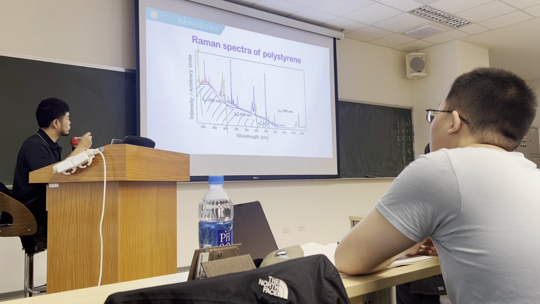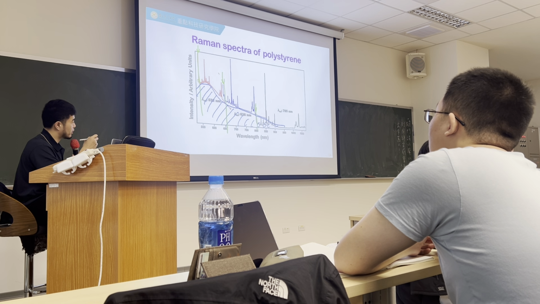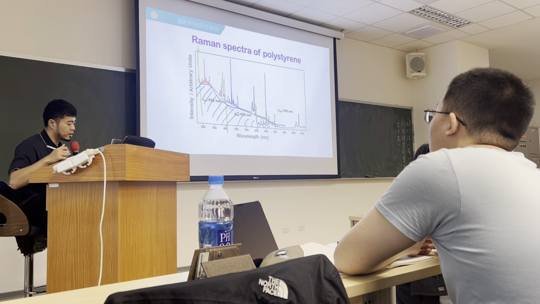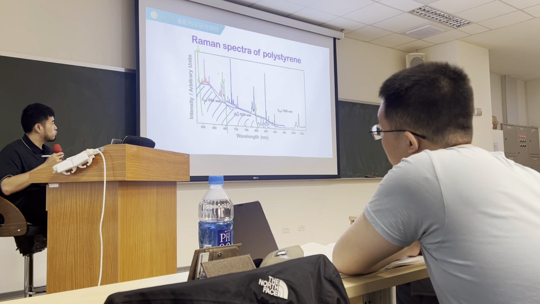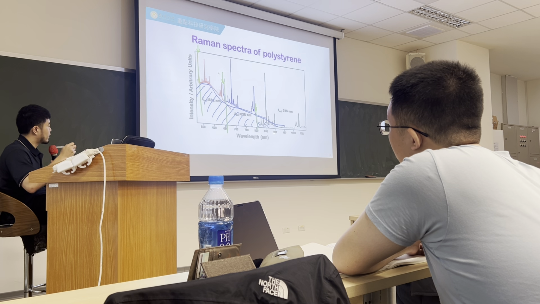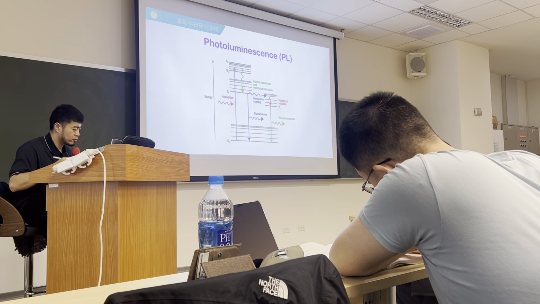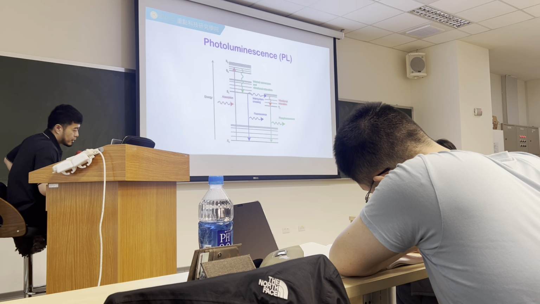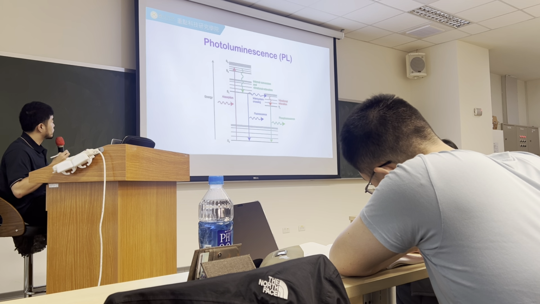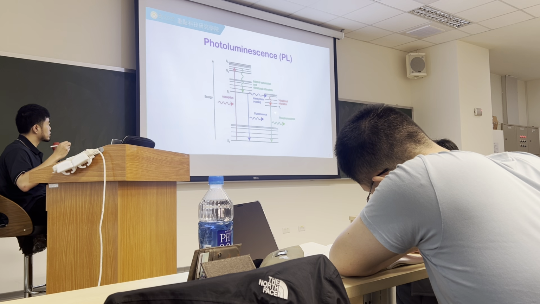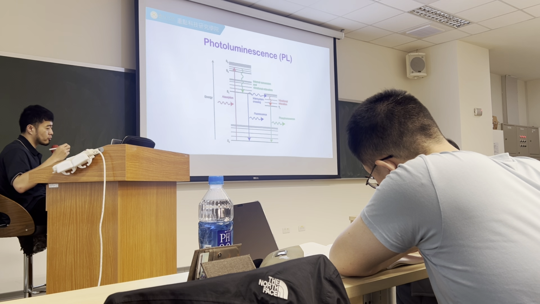Those backgrounds make some of the signal not so obvious. Based on those results, whenever you are analyzing polystyrene, this kind of polymer, the best way is to use a longer wavelength laser. But what is that background? That's the fluorescence, the photoluminescence. Those backgrounds are coming from the fluorescence.